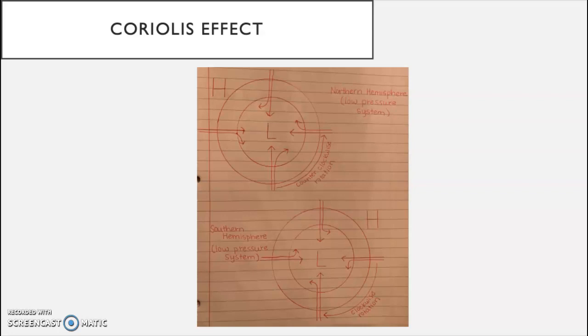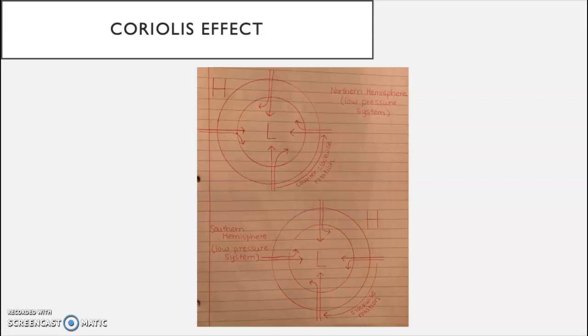The next thing is the Coriolis effect. The Coriolis effect happens when wind does not cross the isobars at right angles as the pressure gradient would normally direct it to do. The direction is deviated as a result of the Earth's rotation. All pressure systems, regardless of the hemisphere, go from high to low pressure.